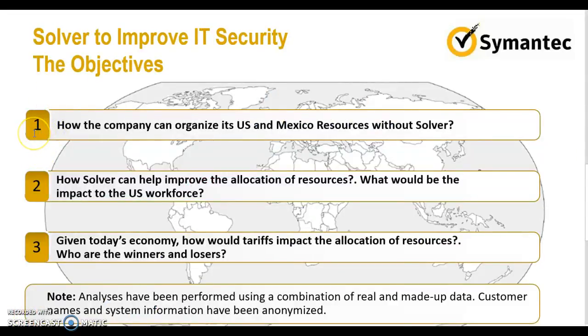So overall, we are going to try to answer three critical questions. So first is how typically management could be allocating resources to production plants in the US and Mexico without the use of Solver. And when we use Solver, how that could change the overall equation and what would be the potential impact to the US workforce. And then finally is, given the discussions about the implementation of tariffs, if those are implemented, how that can change the overall calculation and who will be the winners and losers.